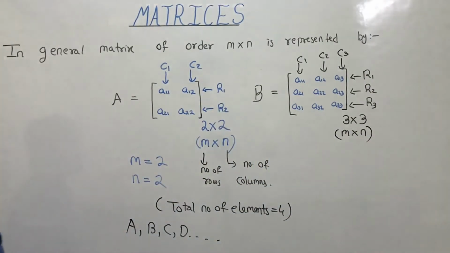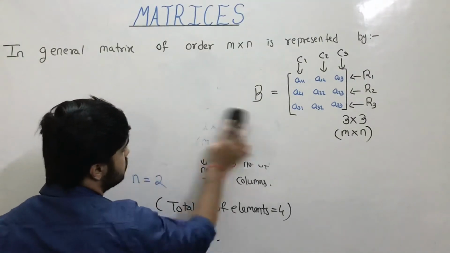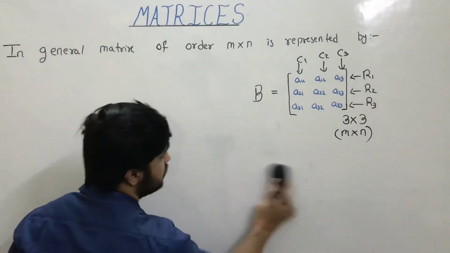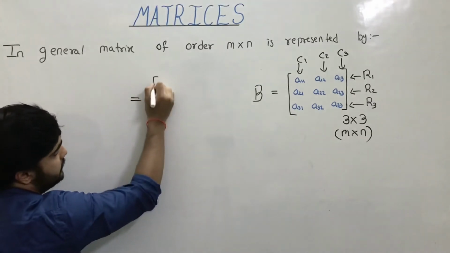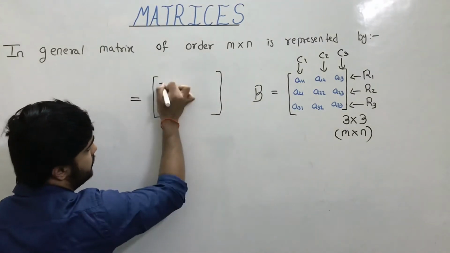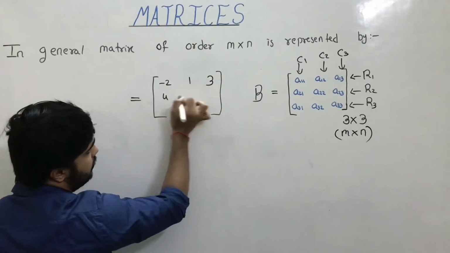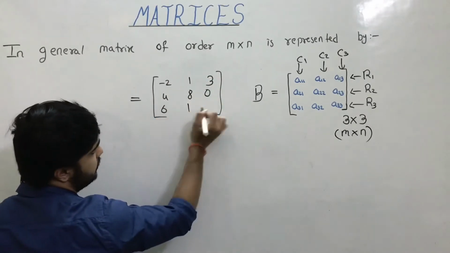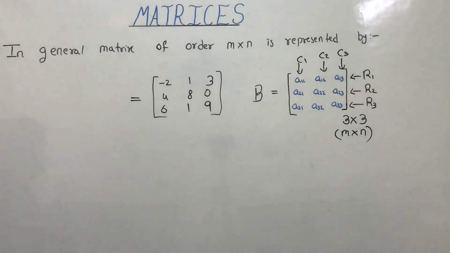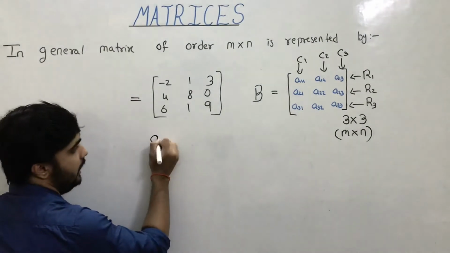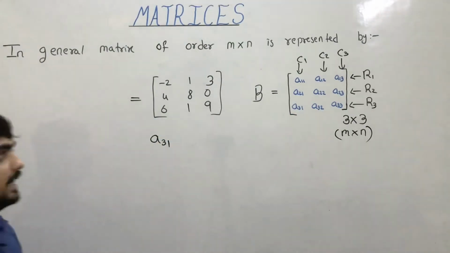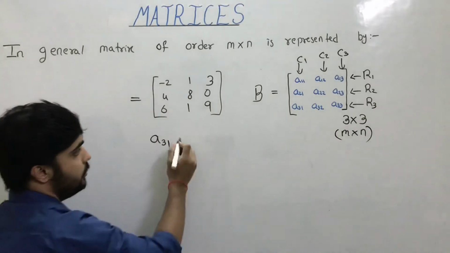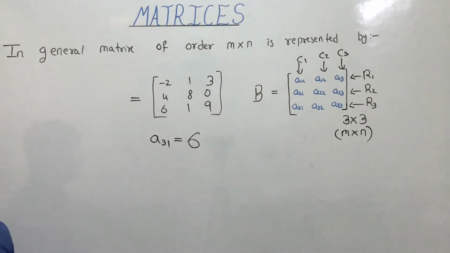Okay, so we can see one example related to this. If I am writing one 3 by 3 matrix here, with any numbers: -2, 1, 3, 4, 8, 0, 6, 1 and 9. And they will ask you some elements. So find A31. If you compare this with the general matrix, you can see that A31 is 6. So you can directly write A31 is 6.